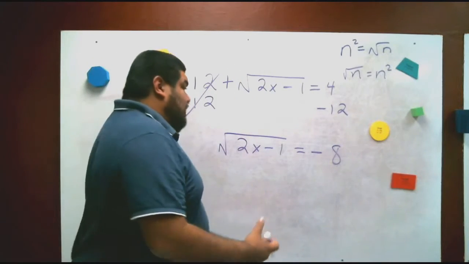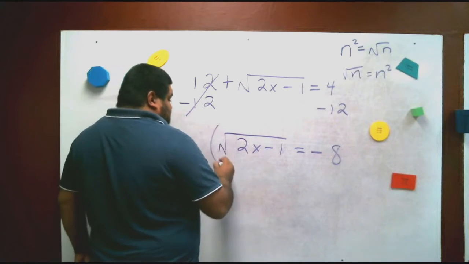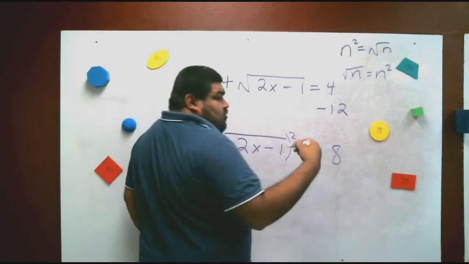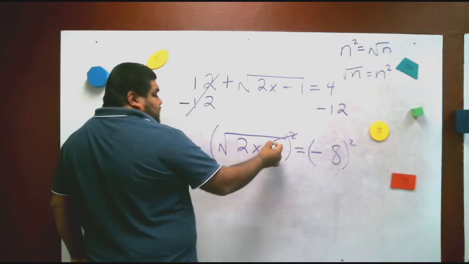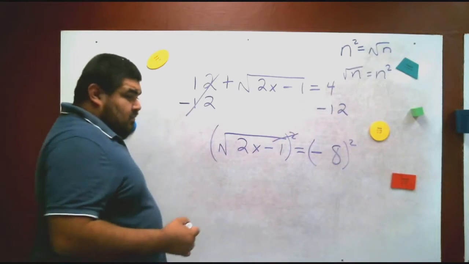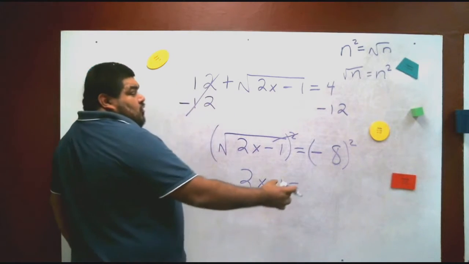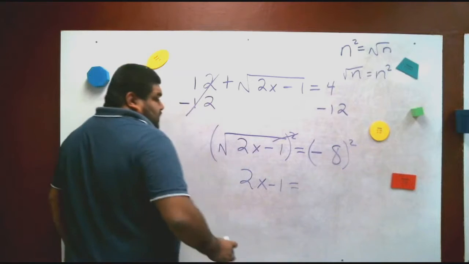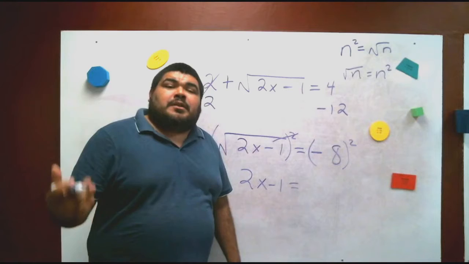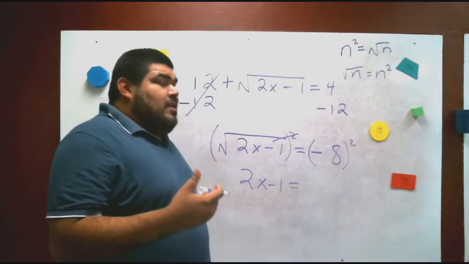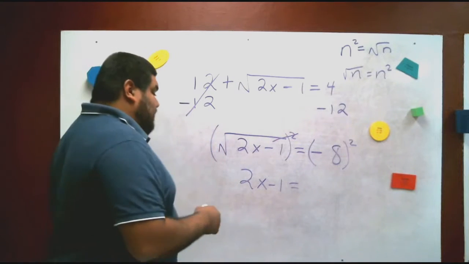So in this case, we're going to try to get rid of this radical, because remember, the x is on the inside. The opposite is square. Whatever you do to one side, you have to do to the other. The square and the radical cancel out. We're left with 2x minus 1 equals negative 8 squared. Negative 8 squared is another way of saying negative 8 times negative 8, right? So we have negative 8 times negative 8, which is positive, because negative times negative is positive, 64.